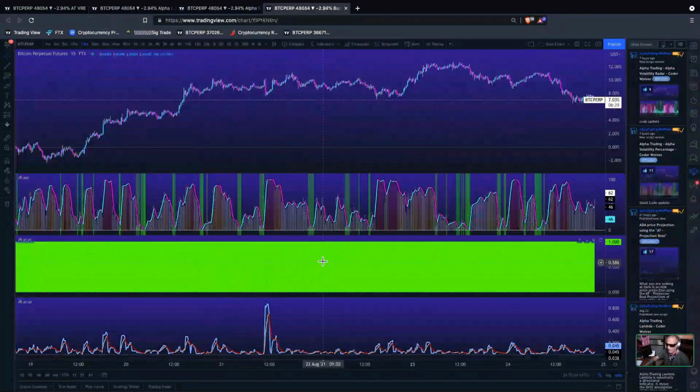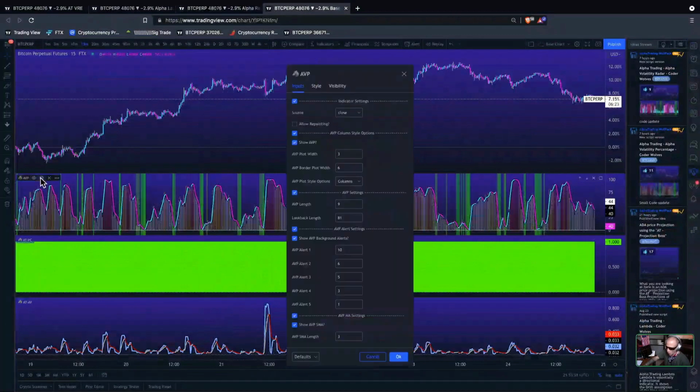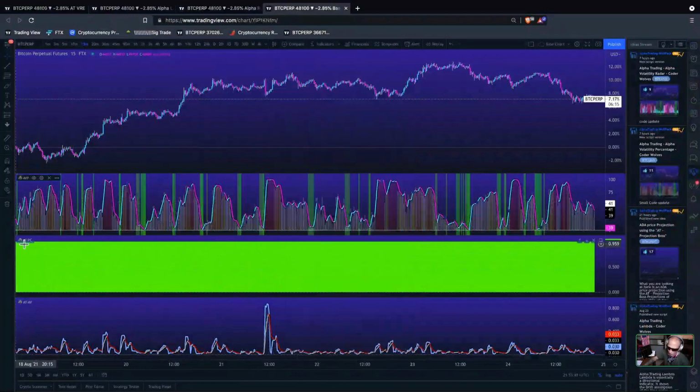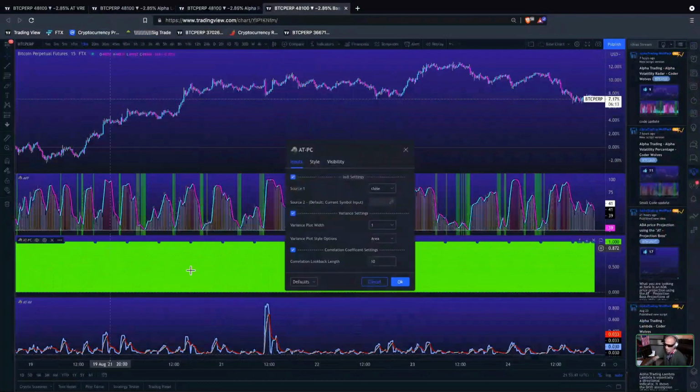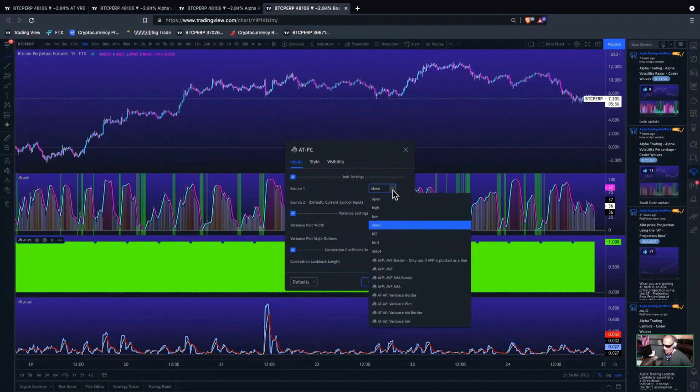How do you correlate the AVP to price action? You're going to go into the settings. This is what I talked about. Sorry, I'm on the wrong settings. You're going to go into the Pearson correlation. You're going to go to source one, where it's set on close right now. Unless you are correlating indicators to price action, don't take this off close. It doesn't need to be off close, right? Just leave it on close. This is when you change it.